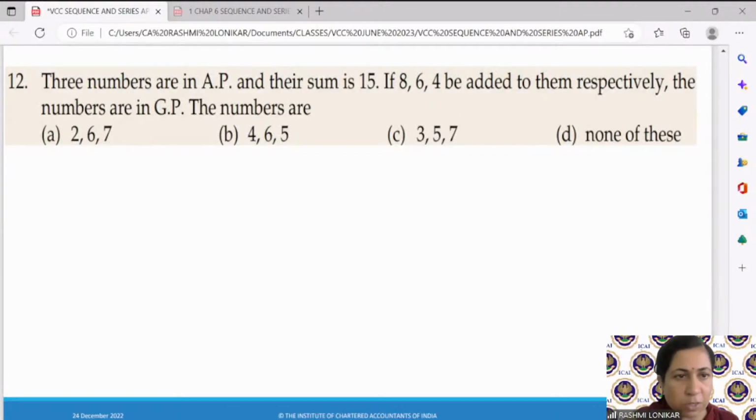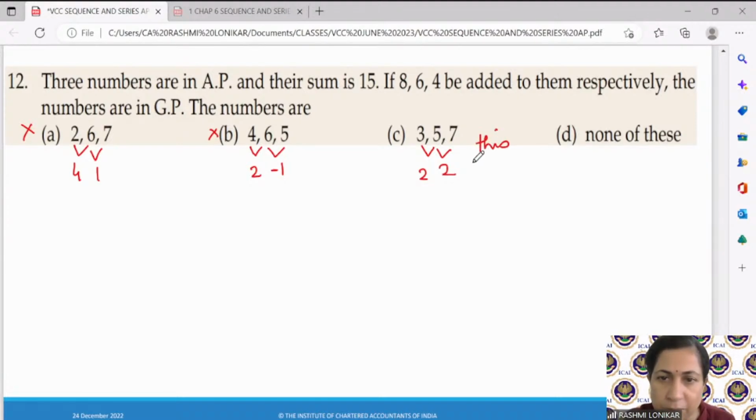Now let us see option A. I want to see whether the three numbers are in AP. Let us see whether this option is in AP. What is the difference? 6 minus 2 is 4. 7 minus 6 is 1. So this cannot be an AP. 4 and 6, difference is 2. 5 and 6, difference is minus 1. This is also not in AP. 5 minus 3, difference is 2. 7 minus 5, difference is 2. So this is in AP.